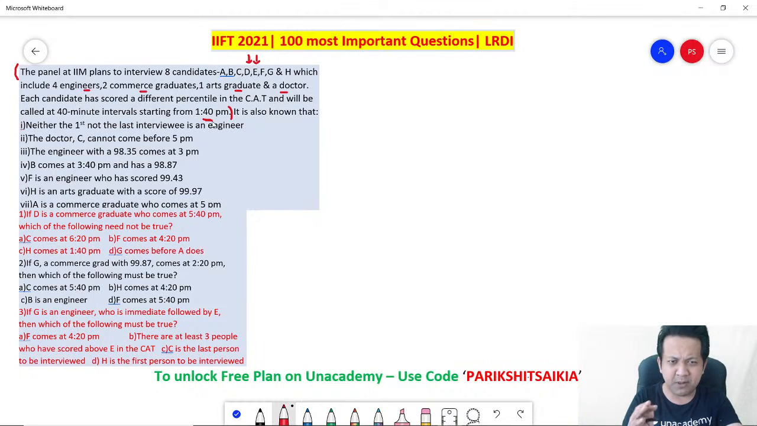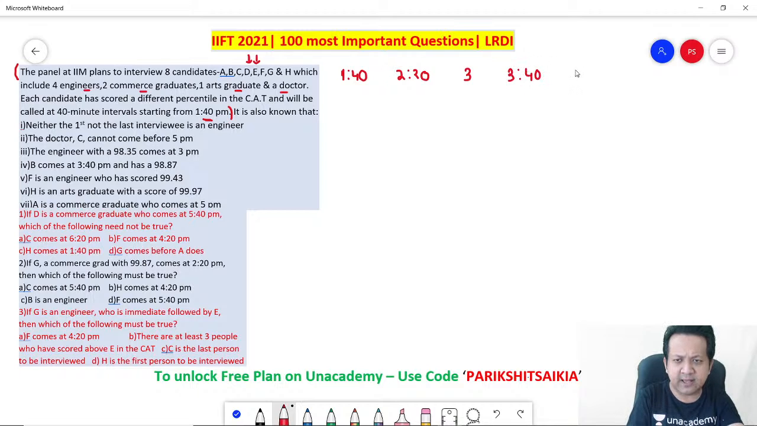So let's draw a table. Remember, there are 8 people. You've got to map them. So let's start. A 40-minute time period is what you are looking at, starting from 1:40. So the first is 1:40. Next, after 1:40, is 2:20. Next, 3 p.m. Next will be 3:40. Next will be 4 p.m. Then comes 4:40. Then comes 5:20. And then comes 6 p.m.